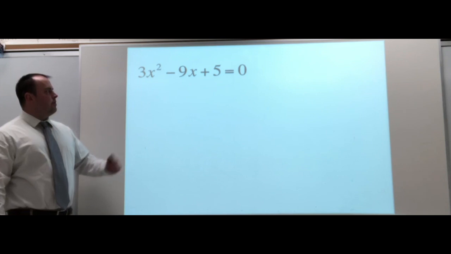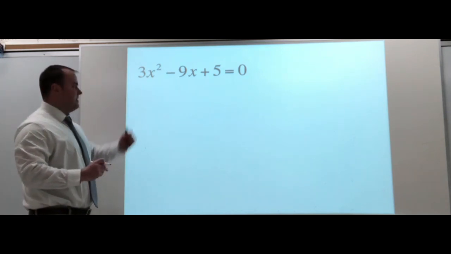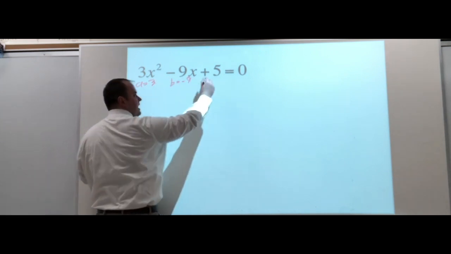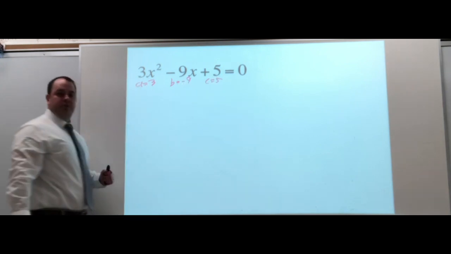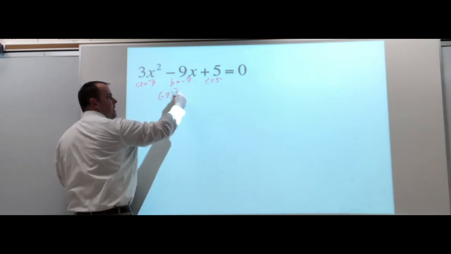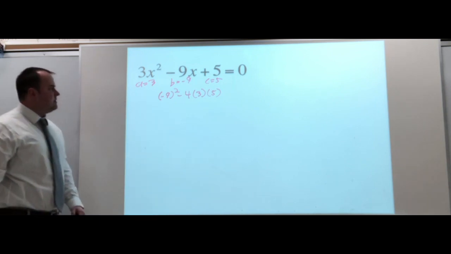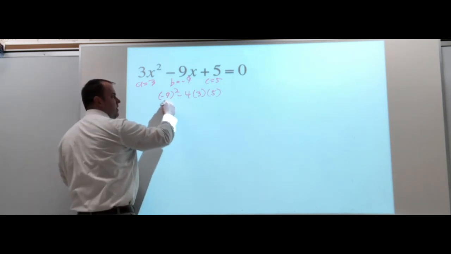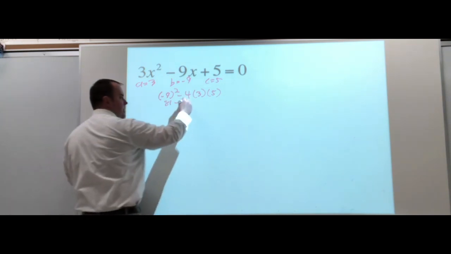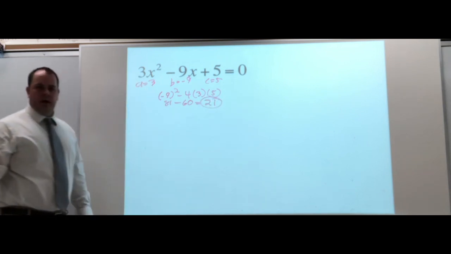Look at an example, 3x squared minus 9x plus 5. I'm just going to take the equation. It's in standard form. A equals 3, b equals negative 9, c equals 5. Watch your positive negatives. Okay? Negative 9 squared minus 4 times 3 times 5. And doing this, negative 9 squared is 81. Minus 4 times 3 is 12, times 5 we get 60. And we get equals 21.